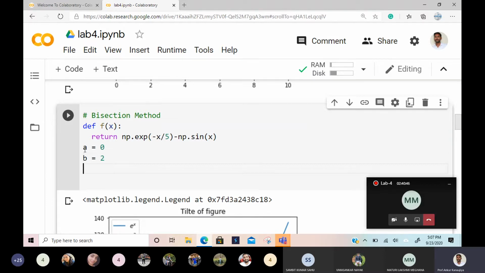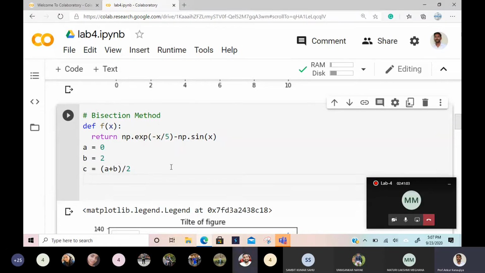Then we need to calculate the midpoint. Midpoint formula, you know, C equal to A plus B by 2. I think up to this, no difficulty for anyone. I defined the function, I took A, B and C. C is the midpoint of A and B, that is A plus B by 2. Clear? Yes. So now tell me what is the next step.